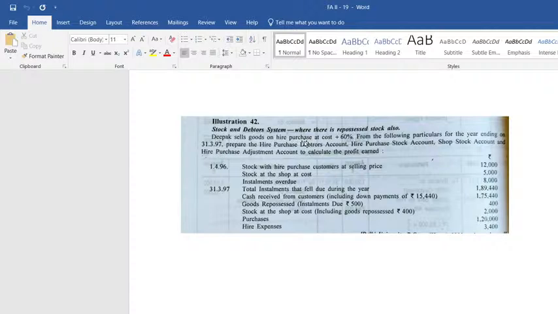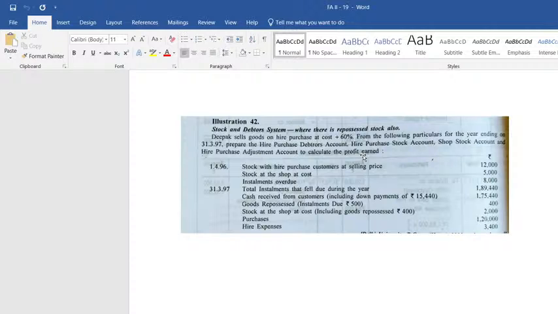Deepak sells goods on hire purchase at cost plus 60%. From the following particulars for the year ending on 31/3/97, prepare hire purchase debtors account, hire purchase stock account, shop stock account, and hire purchase adjustment account to calculate the profit earned. Though it's a stock debtors method system, they have mentioned that these four accounts have to be prepared: hire purchase debtors account, hire purchase stock account, shop stock account, and the hire purchase stock adjustment account for the profit earned.